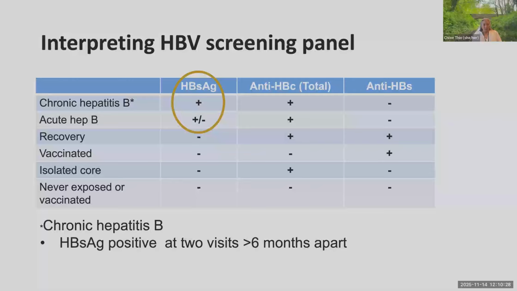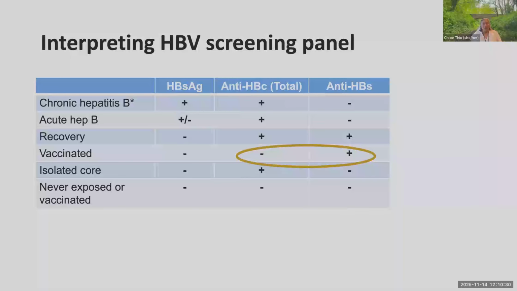All right, so the next one is to think about the people who are vaccinated. Those people only have antibodies to surface antigen, and that's because, as I mentioned, the core antibody is only positive in people who have been exposed. If they've been vaccinated but not exposed, they'll only be positive for surface antibody.